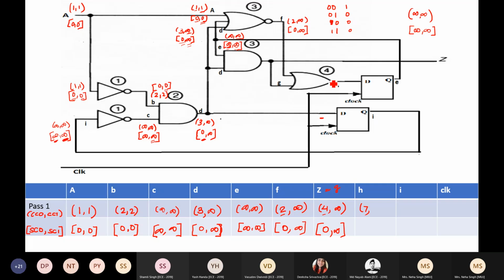When will H equal 1? When any one input becomes 1. So it is the minimum of CC1 of the inputs plus 1. The inputs are F and G. CC1 of both is infinity, so the minimum value is infinity. Plus 1 gives me infinity, so CC is 7 and infinity.